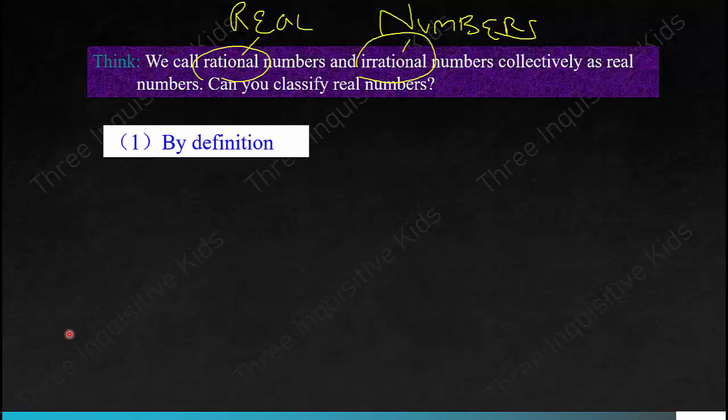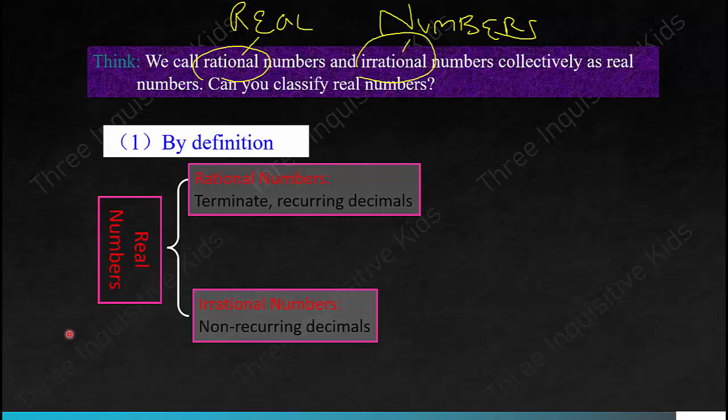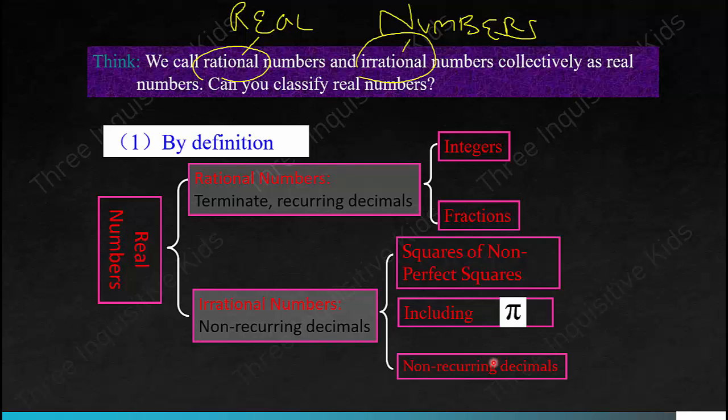So the first one is by definition. So this is real numbers, and it splits into rational numbers and irrational numbers. Rational numbers are determinate and recurring decimals, and irrational numbers are non-recurring decimals. Rational numbers further split into integers and fractions, while irrational numbers include the square roots of non-perfect squares, pi, and non-recurring decimals.